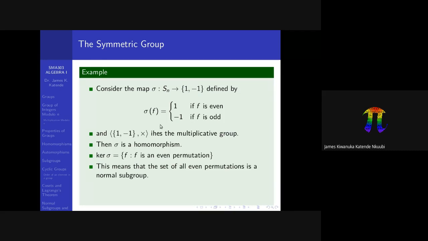One more thing about the kernel, it's also a normal subgroup. So we have found a normal subgroup of Sn. The set of all even permutations forms a normal subgroup. Now it has a special name, and it's usually referred to as the alternating group, denoted by An. So the set of all even permutations of Sn will be denoted by An.